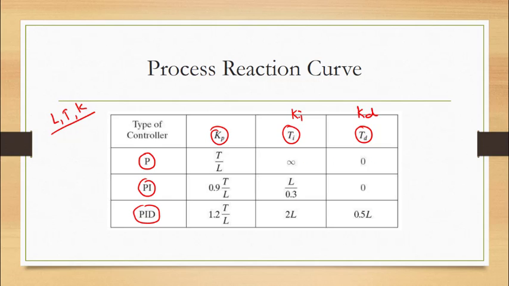Okay, so Ki will be what? It is Kp divided by Ti, and here Kd will be what? It is Kp times Td. Okay, so using these formulas we can easily get the values of Kp, Ki, Kd.